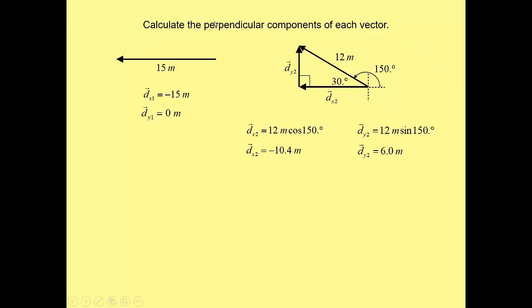Now, we could do this with 2 vectors. We could do this with 200 vectors. Get a little tedious, but we could do this. Break each one up into components. Being very careful about angles, positives, and negatives.